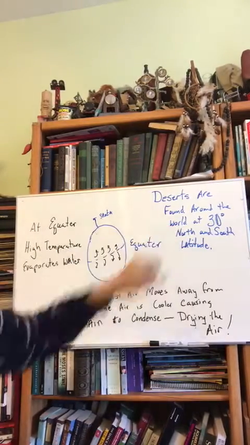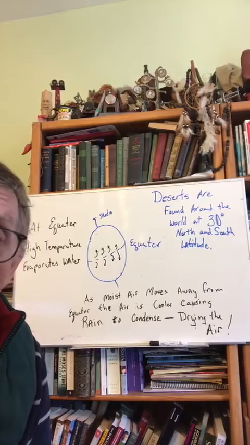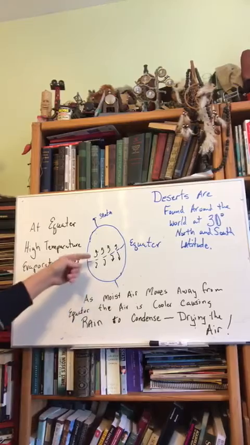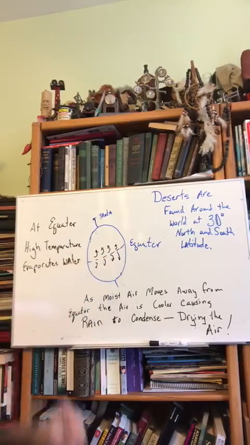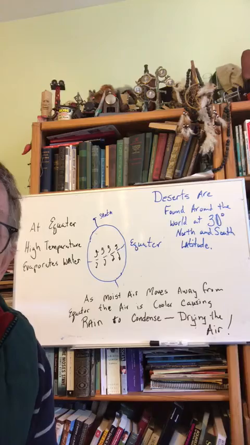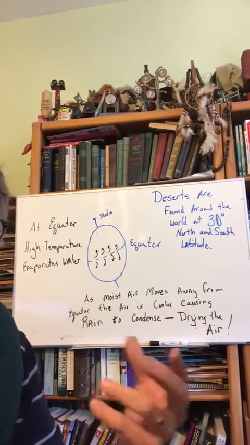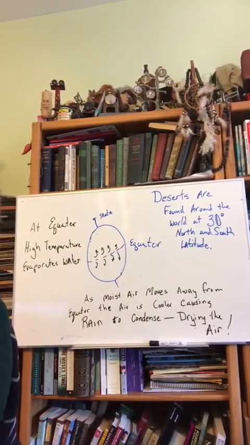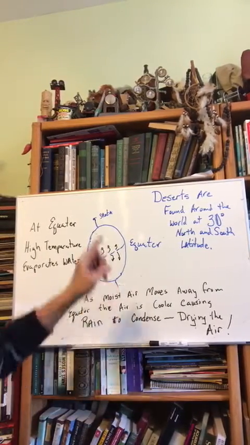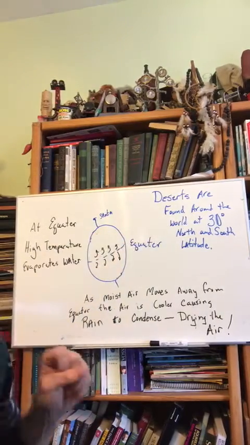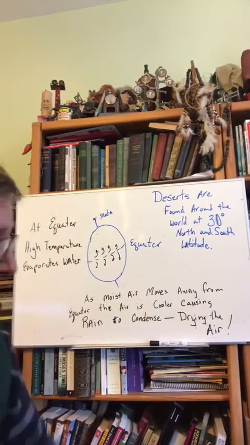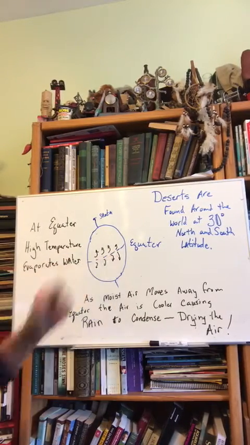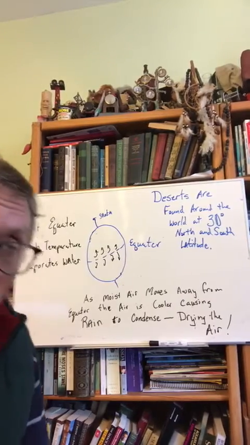Well, eventually you get 30 degrees north or 30 degrees south. Around the world, at 30 degrees above the equator or 30 degrees below the equator, we have a belt of deserts. It's because all of the moisture is gone from the water that was evaporated at the equator. And so deserts are found around the world at 30 degrees north and south latitude. That means about right here in the northern hemisphere and about right here in the southern hemisphere.